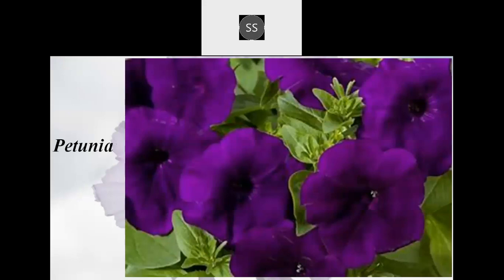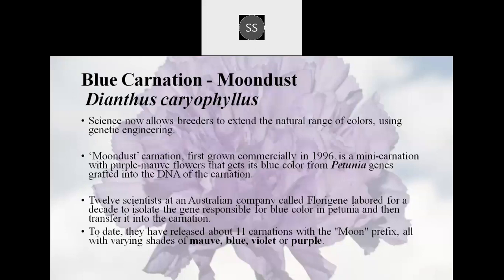This one is the petunia flower, representing the blue color. From petunia, the scientists isolated the enzyme enzymatically forming the delphinidin pigment, which is blue in color, and that was done in the year 1992. And after some years, they introduced it in carnation also.